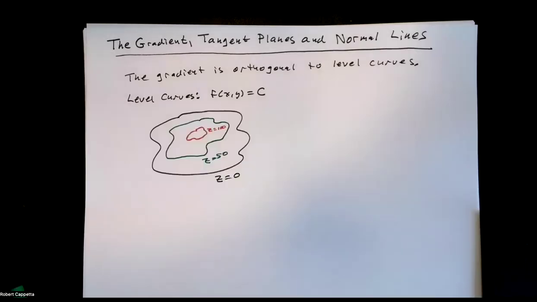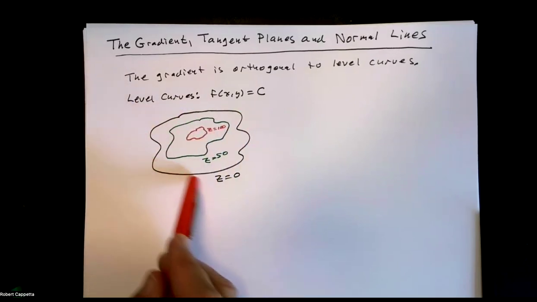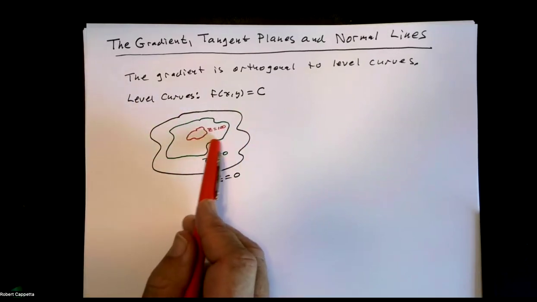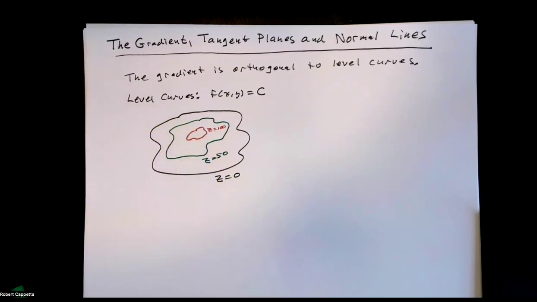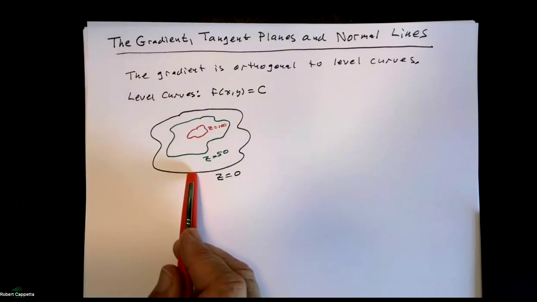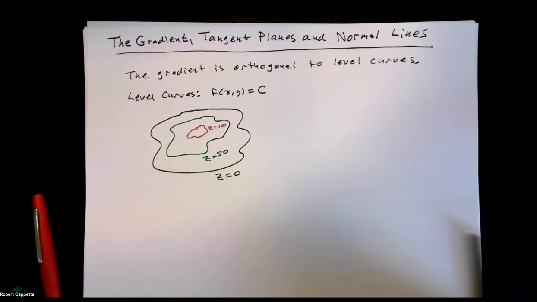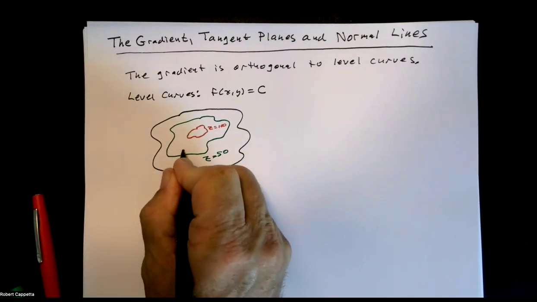So here I have three level curves for a surface. Here are all the points where z equals 0 on the ground. Here's all the points where z equals 50. And then there's all the points where z equals 100. Now, if you're trying to get to the top of the hill, you're not going to walk this way. That's not getting you to the top of the hill. You want to walk orthogonal to the level curve. If you walk orthogonal to the level curve, that will get you up the hill fastest.